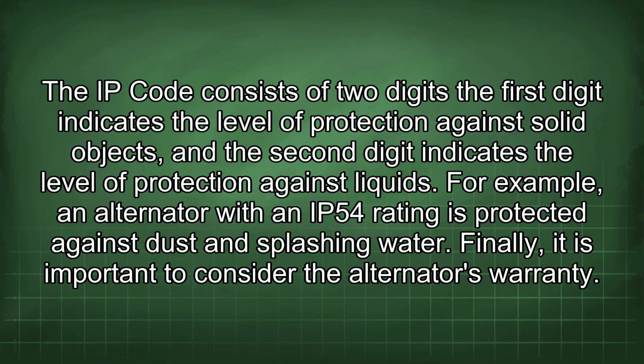The first digit indicates the level of protection against solid objects, and the second digit indicates the level of protection against liquids. For example, an alternator with an IP54 rating is protected against dust and splashing water.